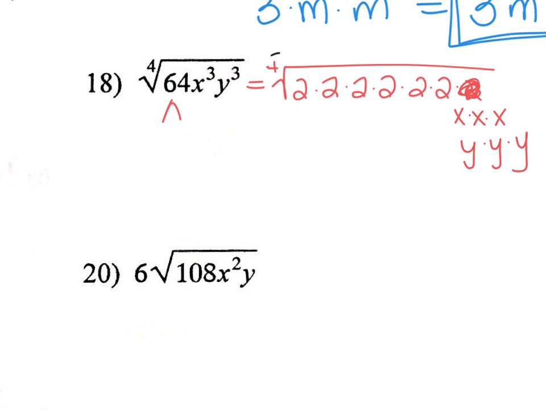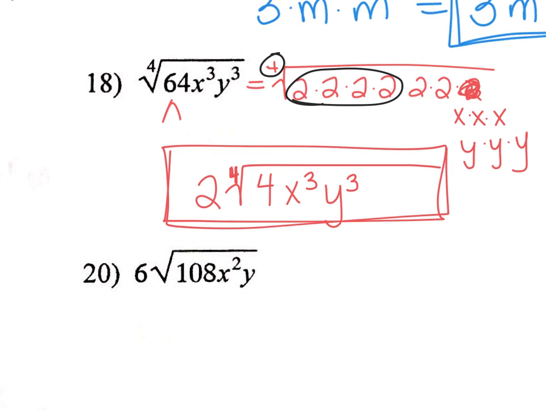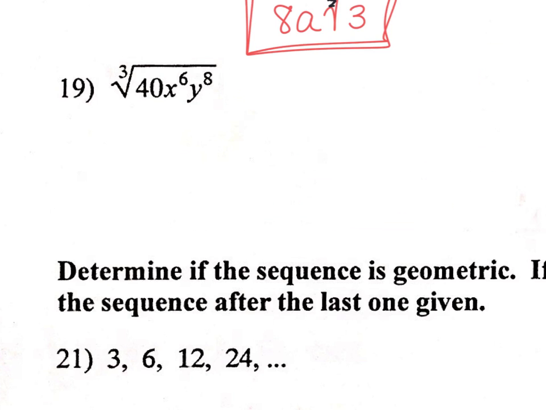And now it says I need groups of 4. So the only group of 4 I can make is that 2 right there. So that 2 comes out as a whole number. And then everything I have left inside, I'm just going to simplify. So 2 times 2 on the inside is 4, x to the third, y to the third. And you do have to keep this 4 in the corner. Don't forget to rewrite that little 4 in the corner, or you're going to change what the answer is.